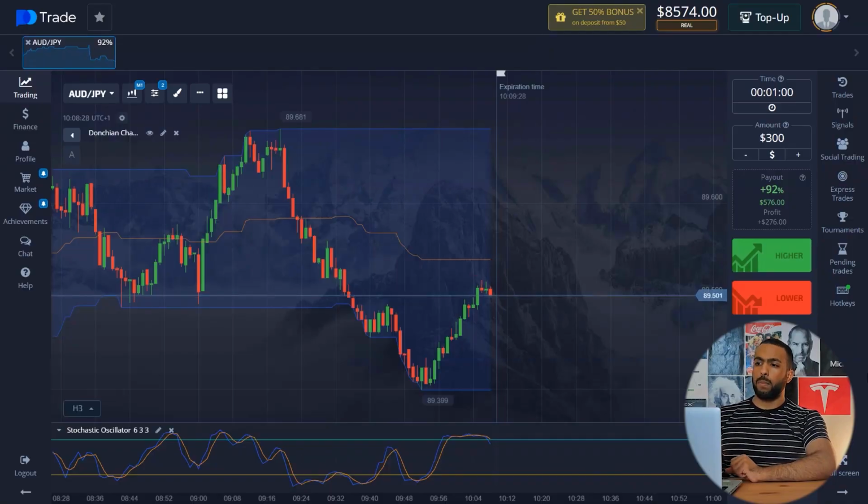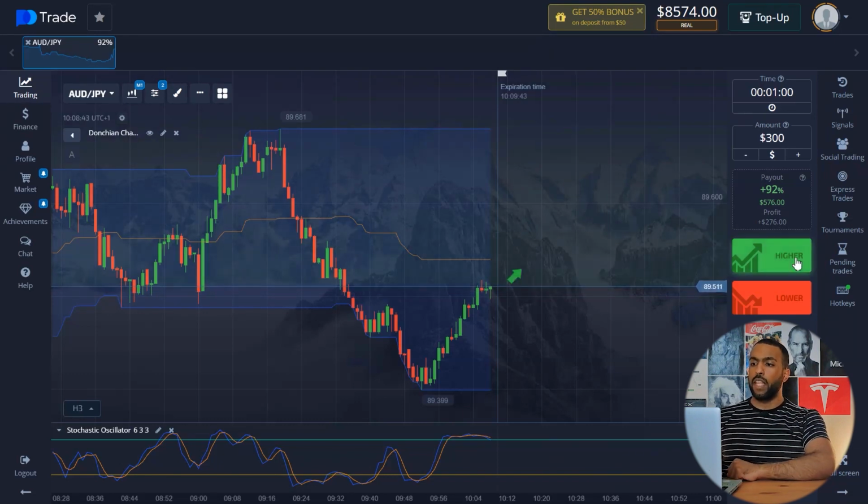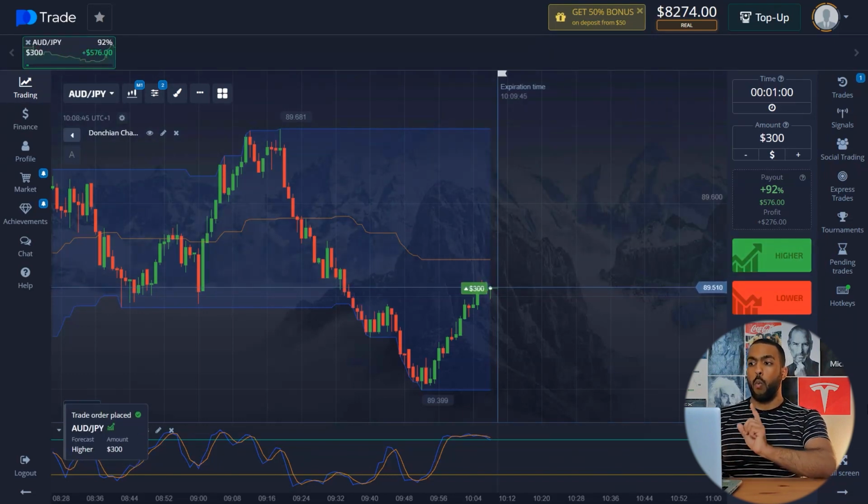We are now on PocketOption and we see the price chart of the Australian dollar and the Japanese yen currency pair. And the payout here is 92%. The indicators that will help me today are the Donchian channel and the stochastic oscillator. After seeing the price growth, let me open an up trade for $300 for 1 minute.